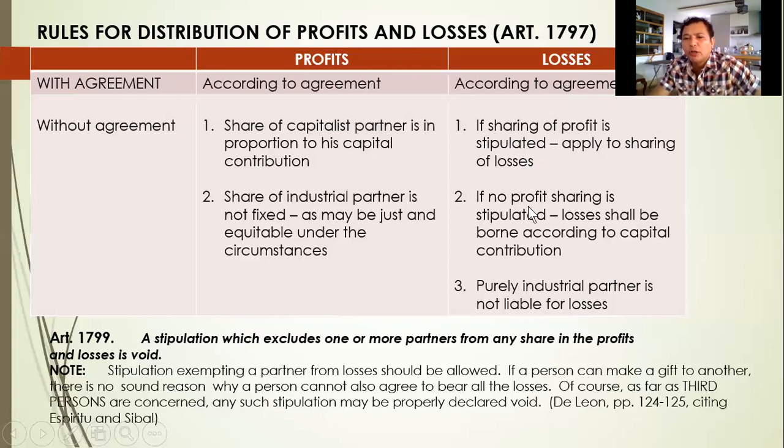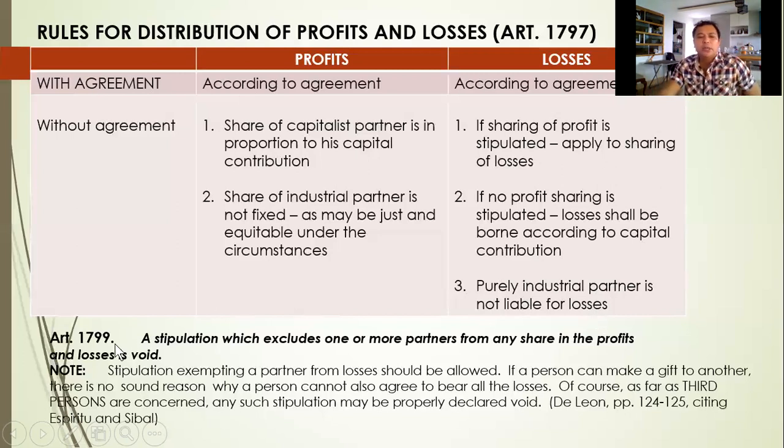Okay, if there is no sharing of profit in the articles of partnership, then losses shall be borne according to capital contribution, meaning in proportion to their capital contribution. So if they are not contributing equally, it should be prorated based on their capital contribution. This pertains to capitalist partners. However, the industrial partner, who is purely industrial for that matter, is not liable for losses.